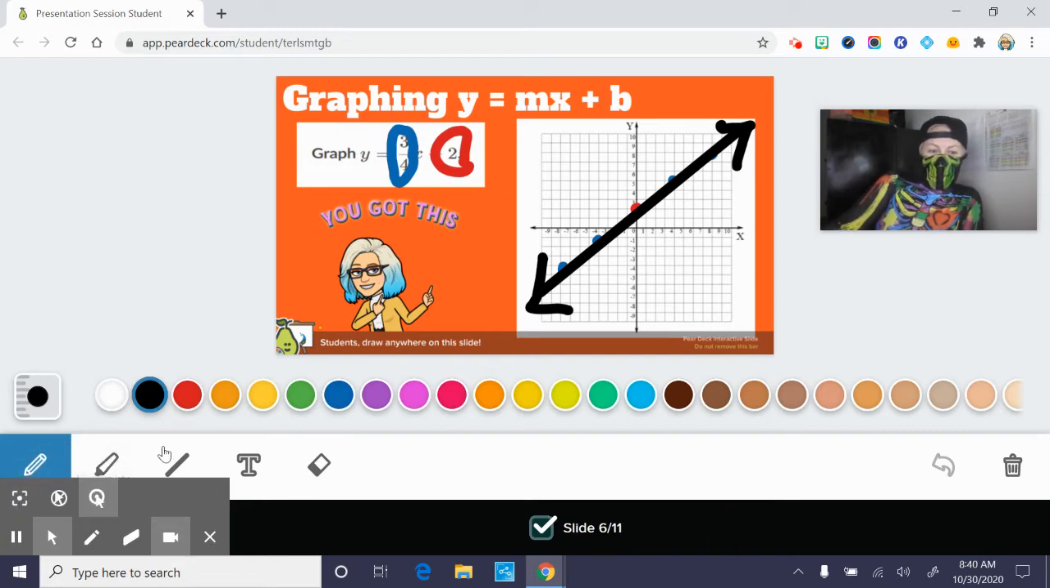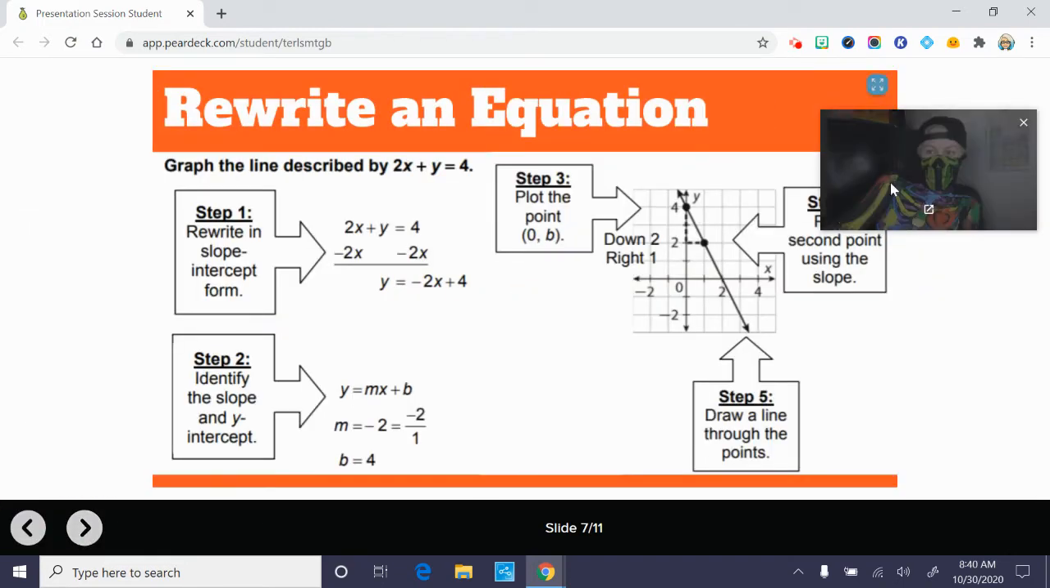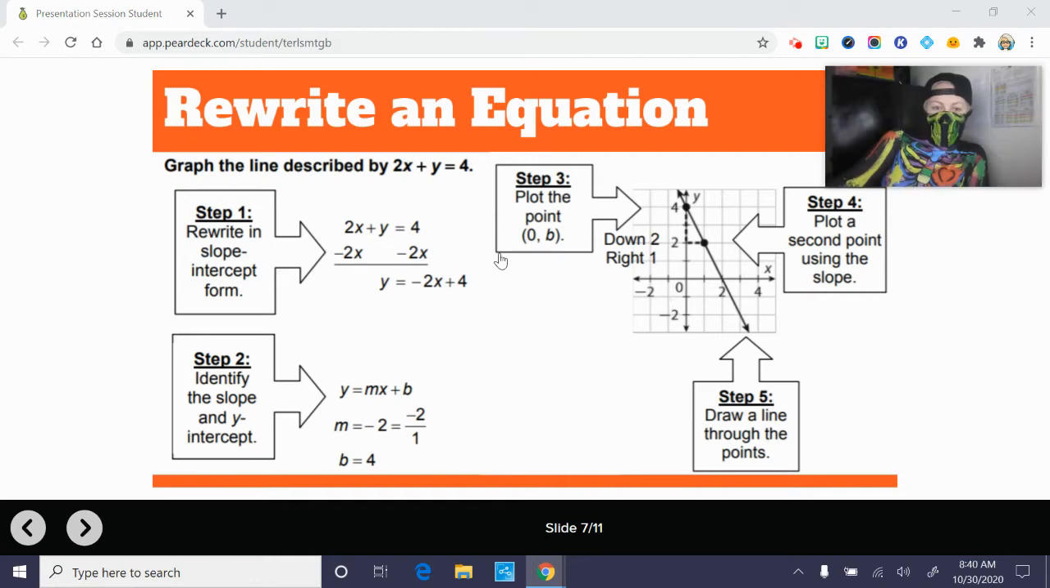Alright, so I am going to now go to the next slide. So by going through this, you can see we rewrite it in slope-intercept form, figure out what the slope and the y-intercept are, what your m and your b are, and then you come over here and you graph it, right? Plot the y-intercept, plot the second point using the slope. You could plot more than a second point. I suggest that you do plot more than just 2 points. That'll give you a more accurate line, and draw a line through your points.